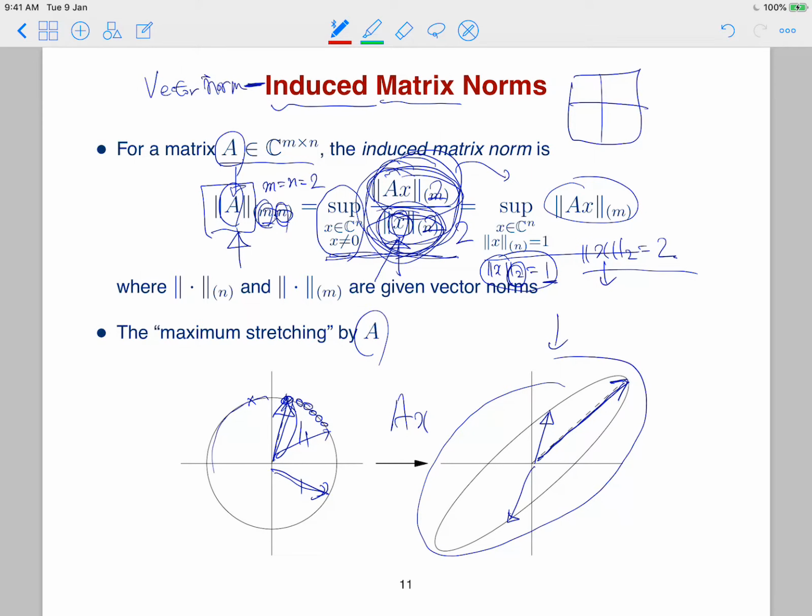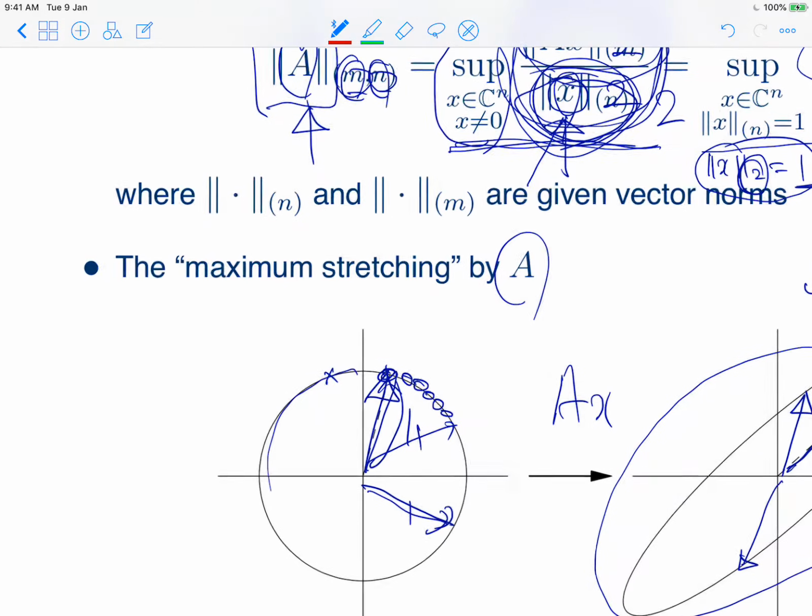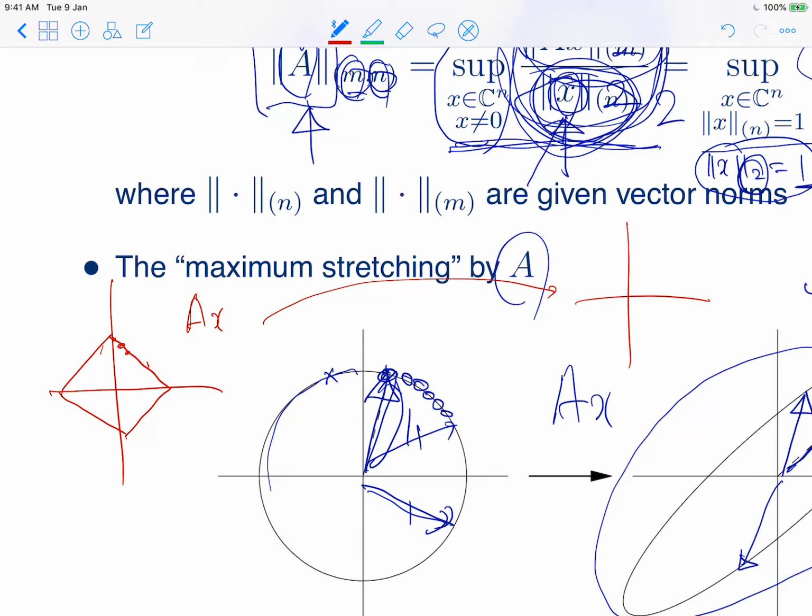In that case, our unit circle is not actually a circle, because all the vectors that have the L1 norm as 1 will be on this square, right? And then we follow these points and transform them through this A times x, and it may have some shape like this. Then from here we can pick up the largest L1 norm.